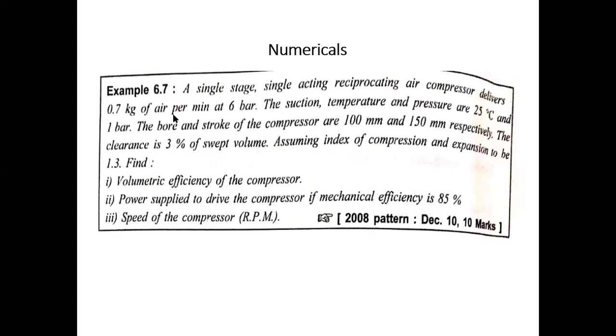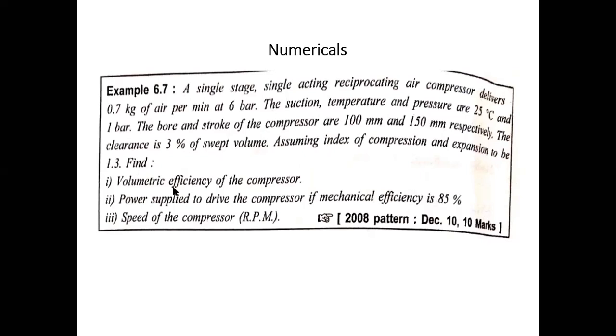The mass flow rate of air is 0.7 kg per minute. The next thing given is the bore and stroke of the compressor. Bore is nothing but the internal diameter of the compressor, that is 100 mm, and stroke is nothing but the length, that is 150 mm. And the last thing given is the clearance, which means the clearance volume is 3% of swept volume, and assuming the index of compression and expansion to be 1.3, it means the compression is carried out in a polytropic manner.